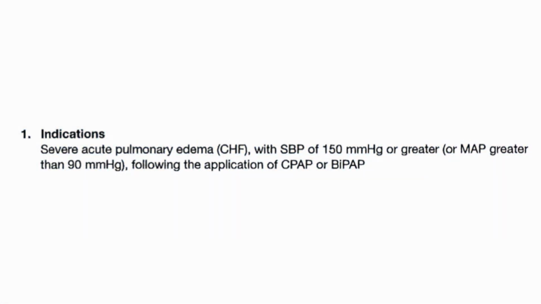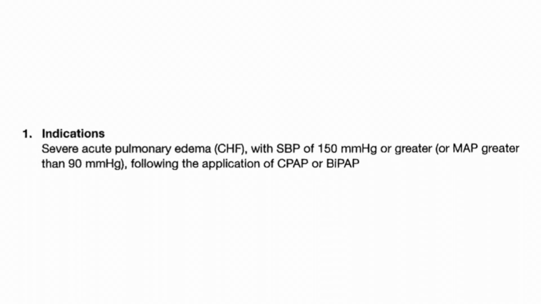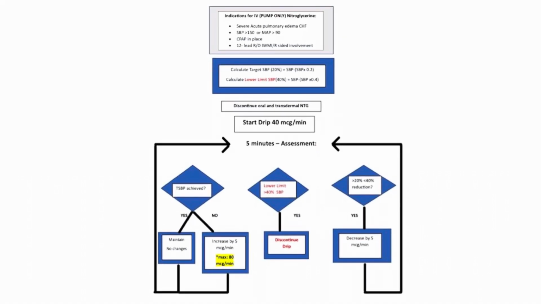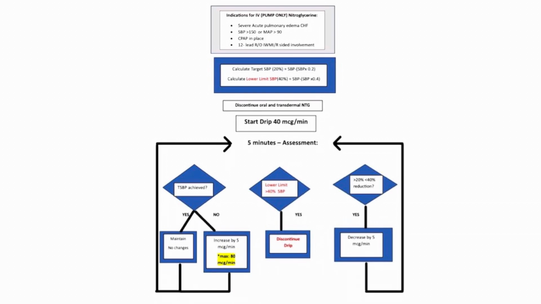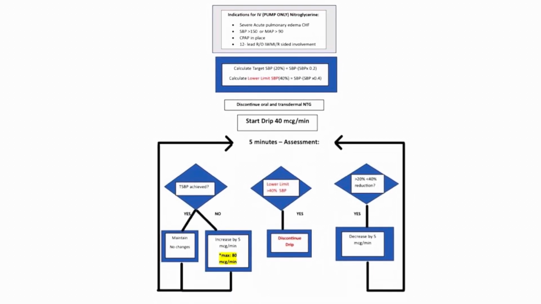As a reminder, the indications for the nitro drip are severe acute pulmonary edema with a systolic blood pressure of 150 or greater or a MAP greater than 90 following the application of CPAP or BiPAP. Make sure you use the flowchart that we've been given. It breaks down the protocol super simple and it helps you adapt to your patient and their specific needs.